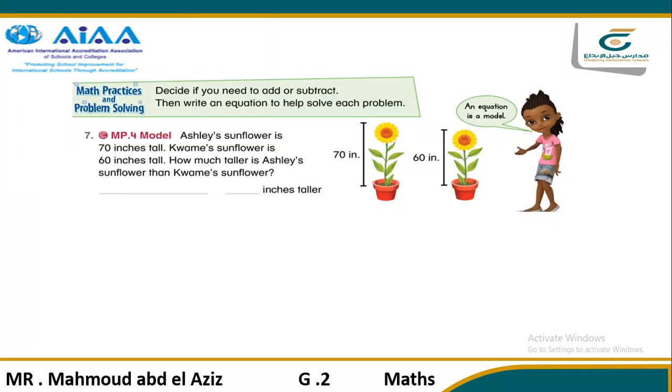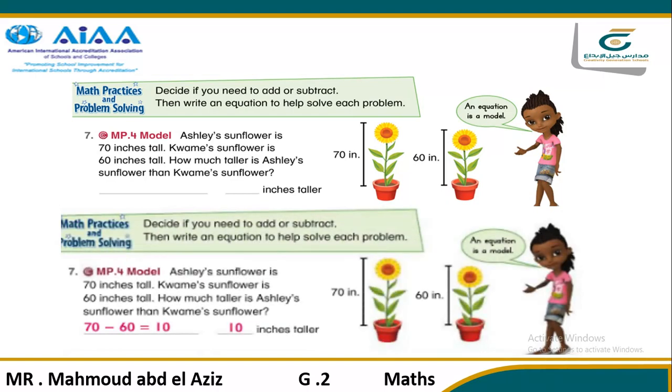There's another question here. Ashley's sunflower is 70 inches tall. Kim's sunflower is 60 inches tall. How much taller is Ashley's sunflower than Kim's sunflower? So the question here, how much taller? First, you should ask yourself, will you add or subtract? How much taller? Yes, excellent. You will subtract here. You will write minus. So we'll write the greater number first. It will be 70 minus 60, which equals 10. 70 minus 60, which equals 10 inches taller.